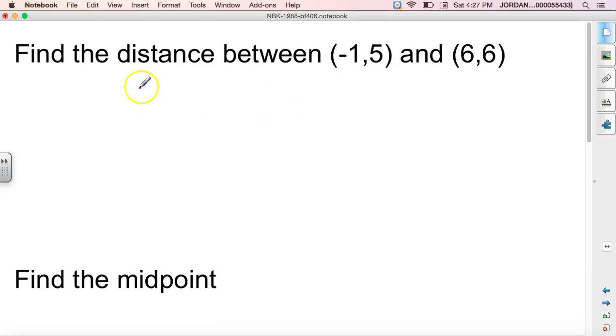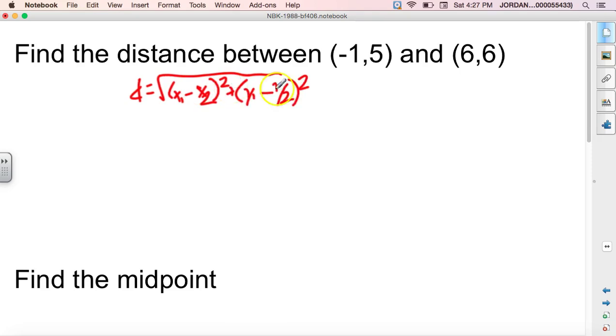So we're going to use the distance formula, which is the square root of x1 minus x2 squared plus y1 minus y2 squared. Alright, so there's our formula. Let's plug in. So let's say this is x1, this is y1, this is x2, this is y2. Okay, so the distance is going to be the square root of x1 minus x2. So let's first do that.